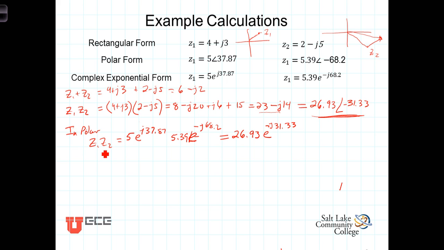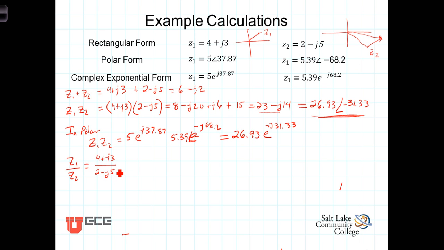dividing two complex numbers. Let's do z1 divided by z2. You'll recall from your college algebra that this gets to be a little bit ugly, well, at least a little involved. We're doing this in rectangular form. We have 4 plus j3 divided by 2 minus j5.